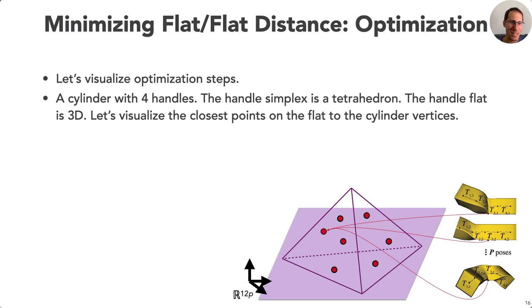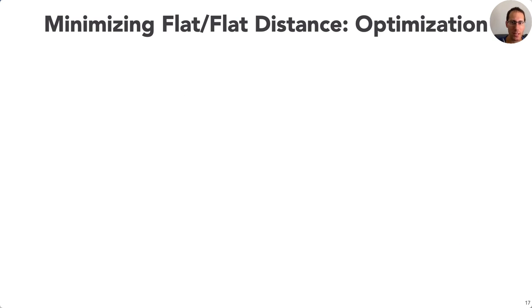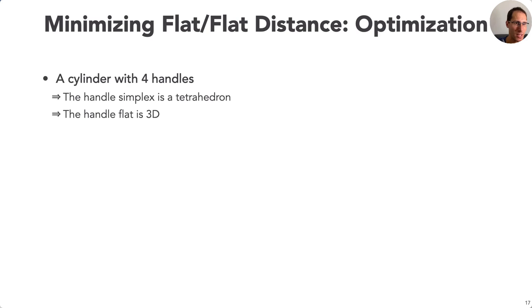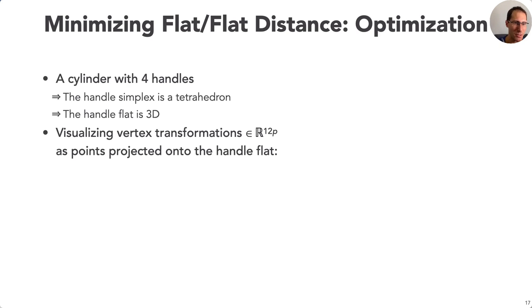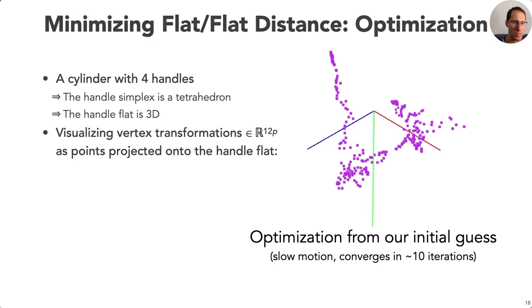So we can visualize the closest points on the flat to the cylinder vertices. So each of the cylinder vertices are a point in 12p dimensions, but we can project them onto this handle flat, which we have to do anyways to evaluate our error. And now we have points in 3D when we do that. So that's what we'll visualize here. Okay, so we have our handle simplex tetrahedron, the handle flat is 3D, and we're gonna visualize them as points projected onto a handle flat, optimizing from our initial guess.